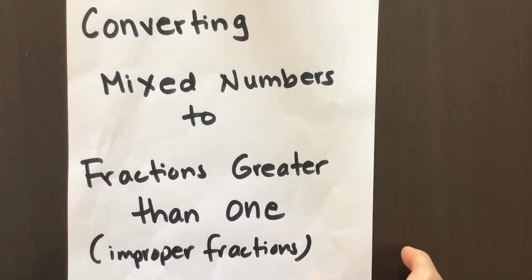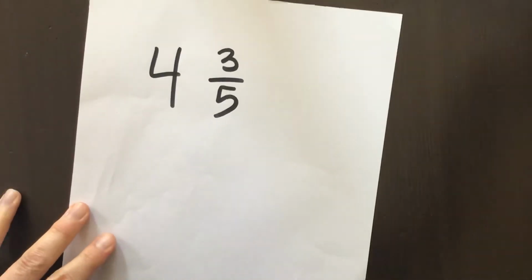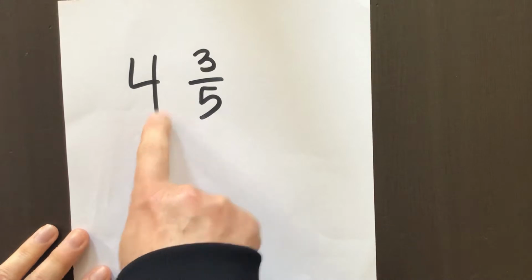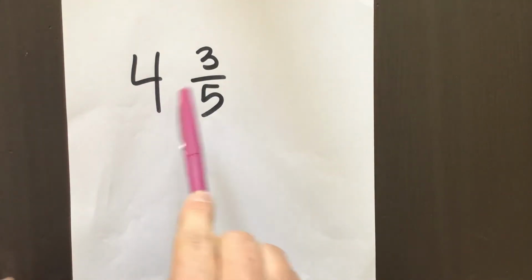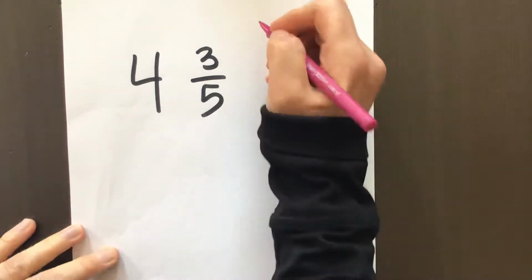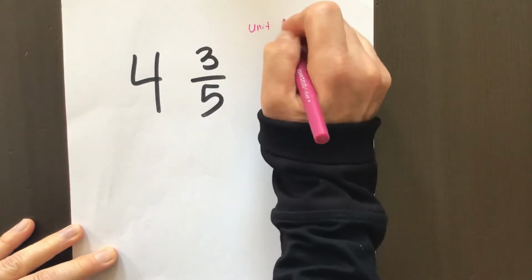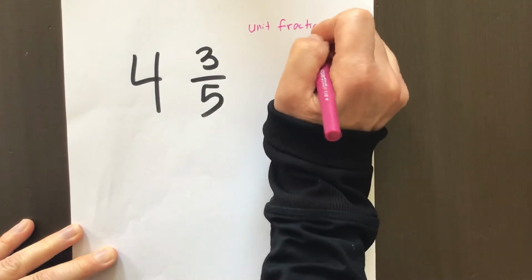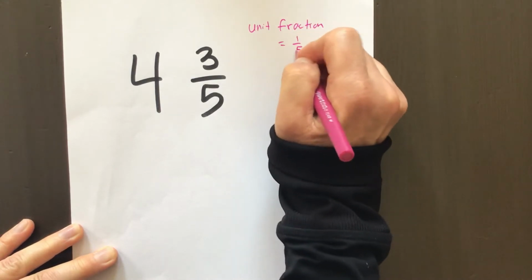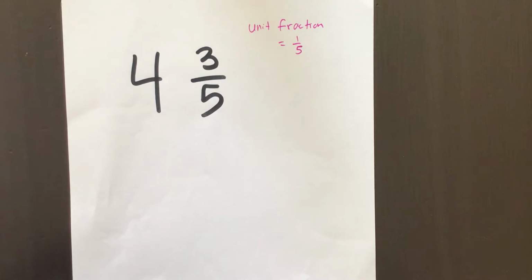So let me remind you, when we have a mixed number, meaning it's mixed with a whole number, 4, and a fraction, 3/5, we want to convert that to a fraction greater than 1, or a fraction that has a numerator bigger than the denominator. So first of all, what is our unit fraction that we're dealing with here? Our unit fraction is fifths. We're not dealing with thirds or halves, we're dealing with fifths.